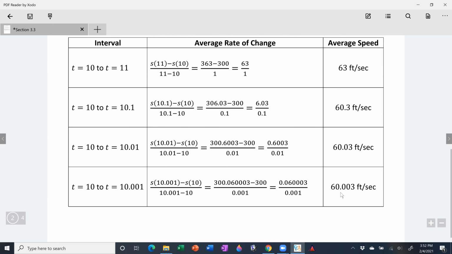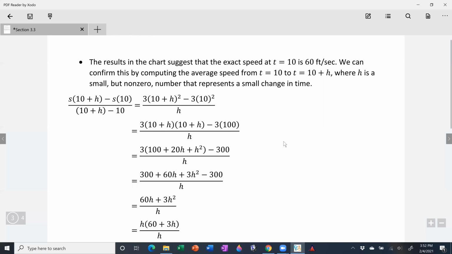Doesn't it look like it's approaching something? If you're imagining that there is some kind of a limit involved, you would be correct. What does it look like this is approaching as this interval shrinks and goes from 10 to 10.000000001? Really let this second number get closer and closer to 10. It looks like the average speed is getting closer and closer to 60 exactly, with decimal places going way out there. So the results in the chart suggest that the exact speed at 10 is 60.